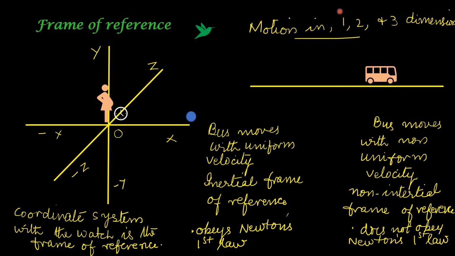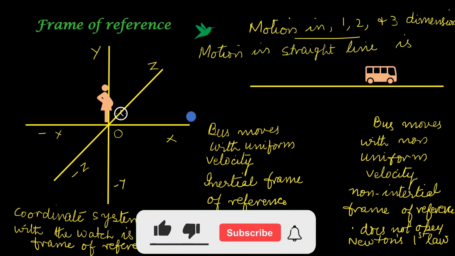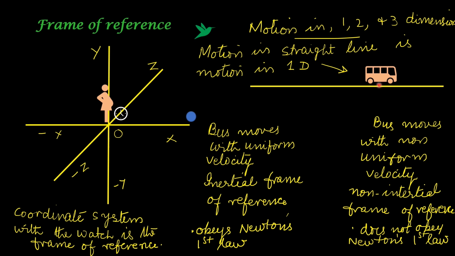In this chapter, we are discussing motion in one dimension. Motion in straight line is motion in one dimension. The motion of the bus, which we saw here, is motion in one dimension. Okay? We will see the examples for 2 and 3 dimensions when we come to that chapter.